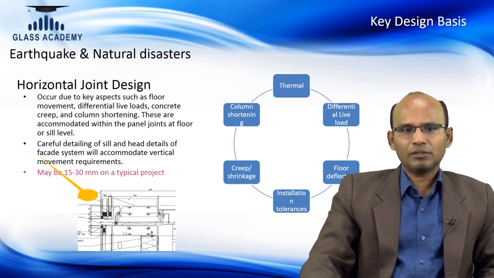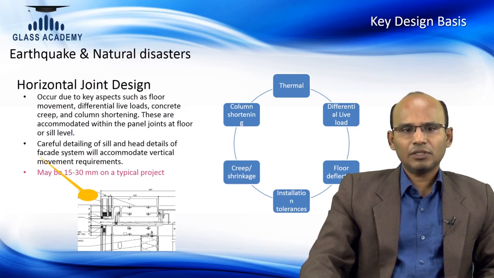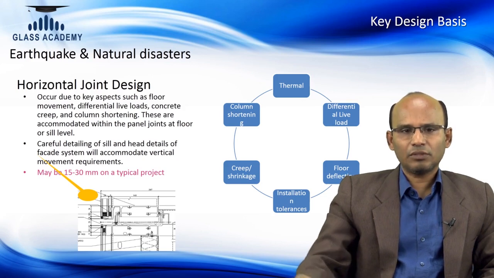Typically, if you combine all this impact, the engineer should be aware that about 15 to 25 or 30 mm needs to be designed for all the horizontal joints. So that will define how the joint is designed for the project.